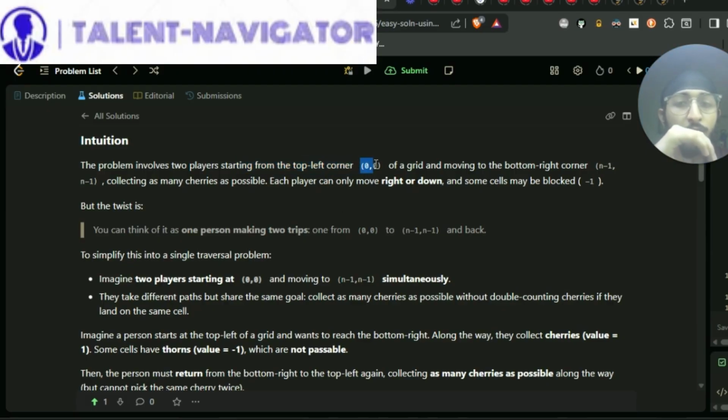From the top left corner, 0, 0 of a grid, moving to the bottom right corner, collecting as many cherries as possible. Each player can move only right and down, and some cells may be blocked. The twist is you can think of it as one person making 2 trips, one from 0, 0 to n-1, n-1 and back. To simplify this into a single traversal problem, we imagine 2 players that start at 0, 0 and move to n-1, n-1 simultaneously.